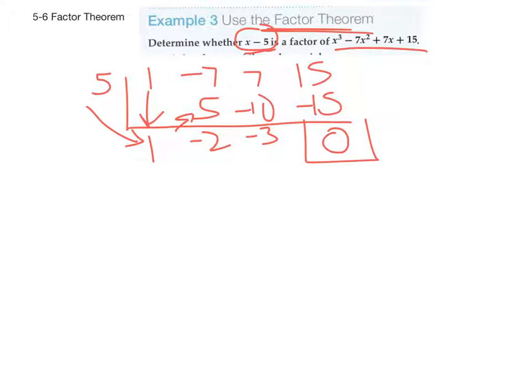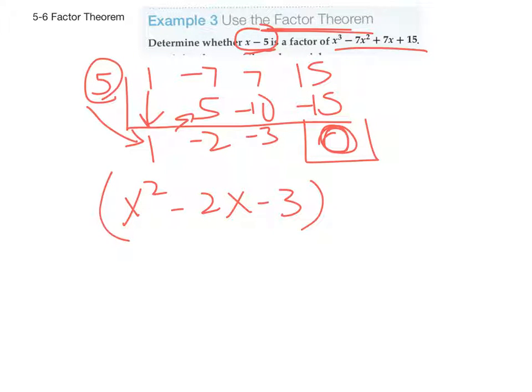So basically what this says is if I have a remainder of 0, then this is a factor, and so is this. So I put my letters in. Remember, we always go one less than what we started with, so this would be x squared minus 2x minus 3. And I already know that x minus 5 is one factor.